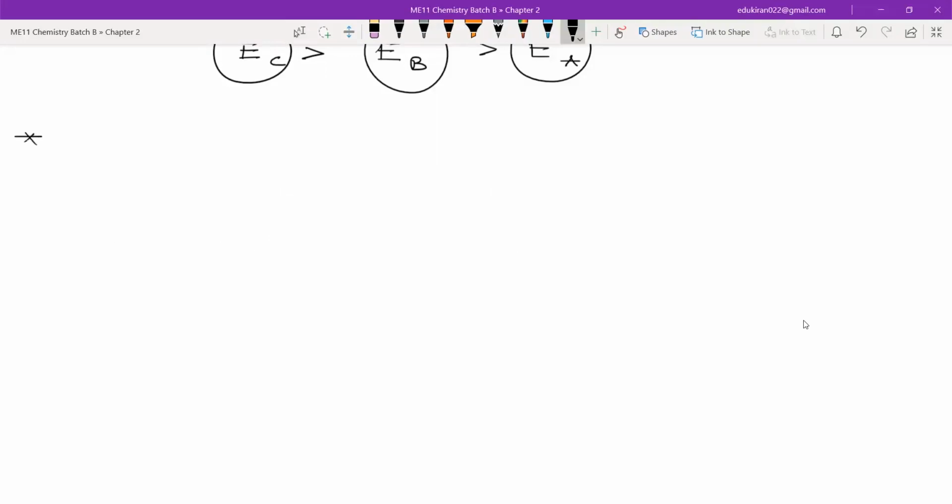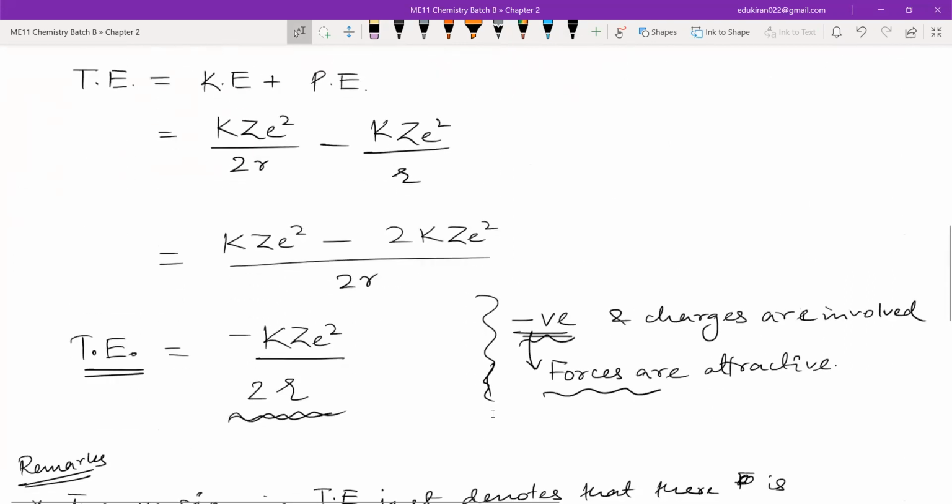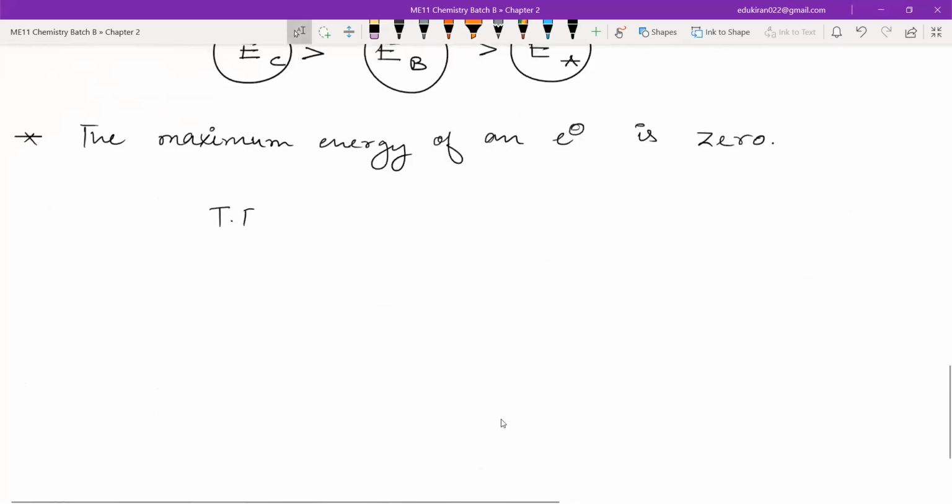Now the next point is that the maximum energy of an electron is zero. Now, when will the energy be zero? You see this? Total energy is equal to minus kZe square upon 2r. Okay, so total energy is equal to minus kZe square upon 2r.